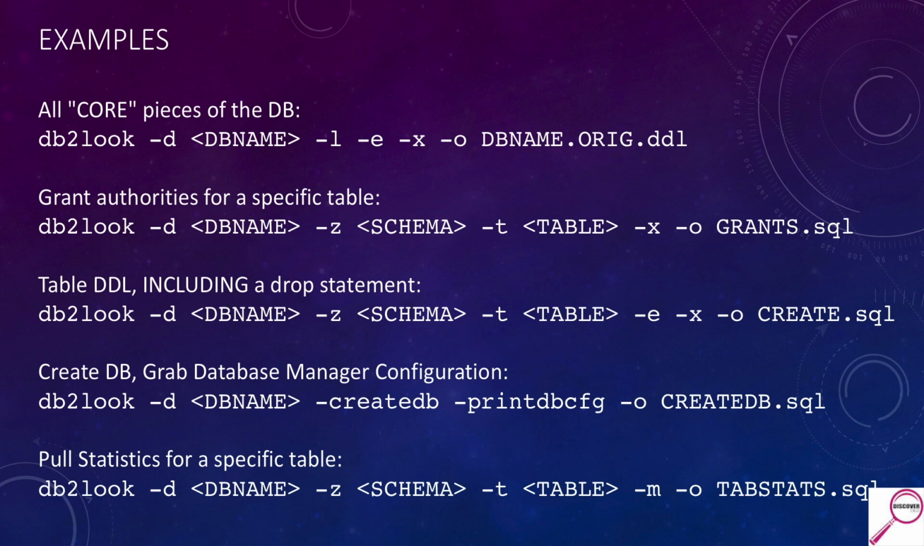I often use the dash X as the second option there if I just want to pull grants so I can manipulate who I'm granting to. I'll change out an ID or a user group and I will rerun it in another area.